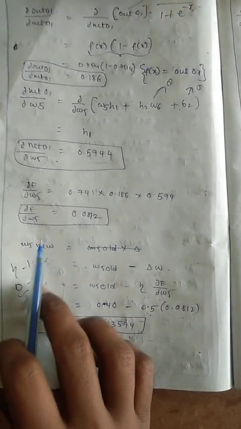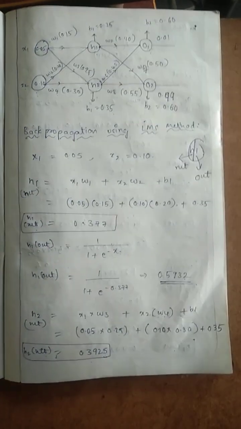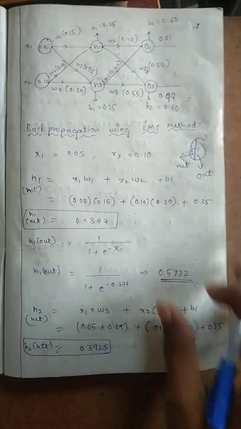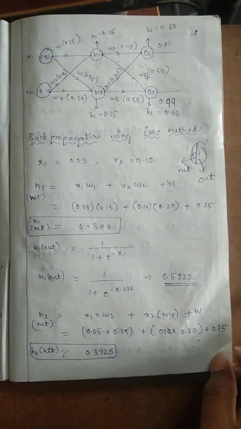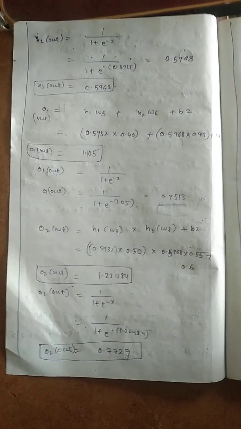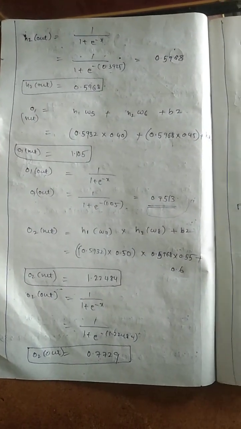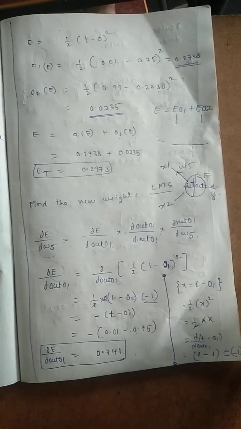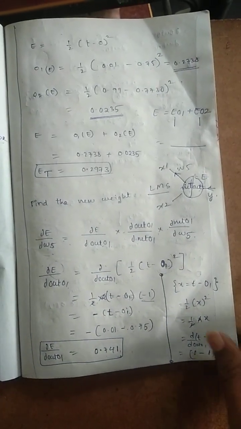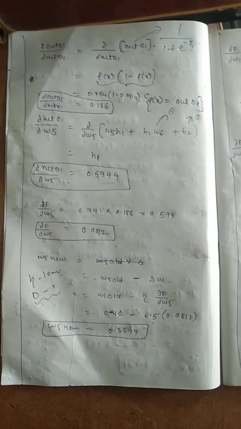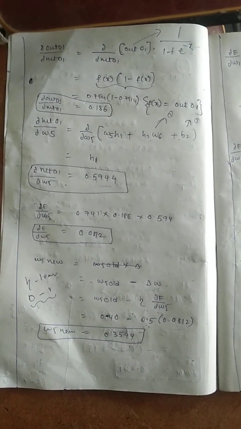That's the total problem. A complete problem of back propagation using the LMS method. Once see what the steps involved here are. This is the complete problem of back propagation using least mean square.